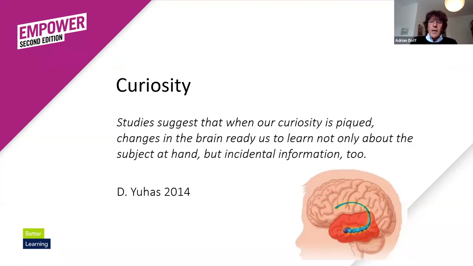Before we go on to this, here is a second quotation, which I think is quite an interesting point about curiosity. And this comes not from applied linguistics, it comes from neurological research. And this is from Juhas, who says that studies suggest that when our curiosity is piqued, is aroused, changes in the brain ready us to learn not only about the subject in hand, but incidental information. So I think this is quite an interesting point, that studies have shown that a part of the brain, shown here, is activated when curiosity is aroused, and that this makes learning generally more active, not only about the topic that the learner is curious about. So it has a generally beneficial effect on learning.